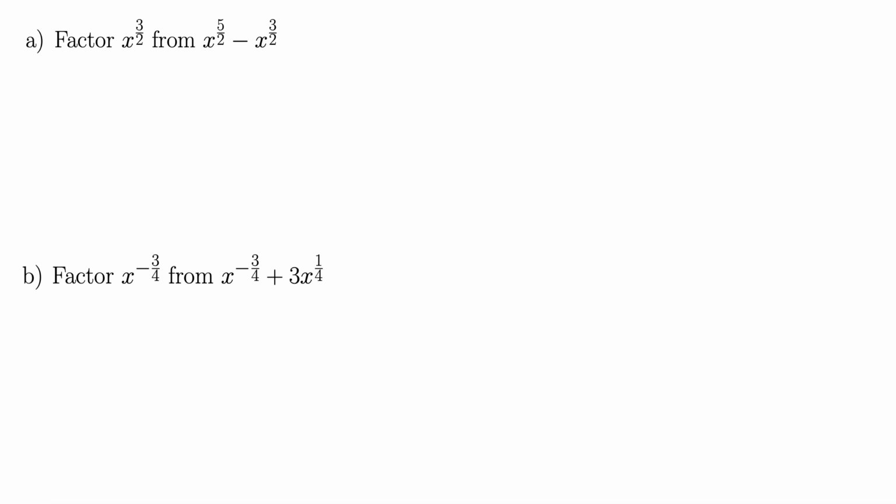Let's try factoring out some expressions with rational exponents from other expressions with rational exponents. So here for part A, we want to factor x to the 3 halves from x to the 5 halves minus x to the 3 halves.